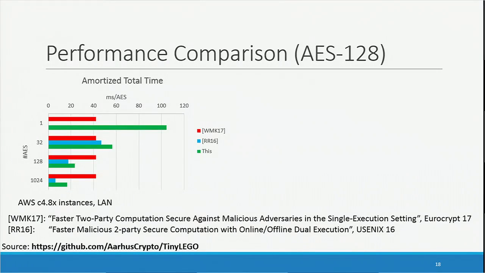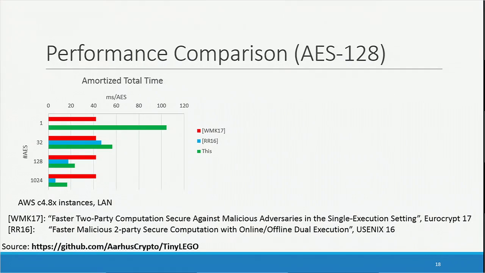Okay, so the performance that we measured here, we compare with the AES circuit. Evaluating an AES is the typical benchmark for 2PC. We compare to two different schemes. We have the Wang et al. scheme of Eurocrypt this year, and this is in the single execution setting, meaning that it takes about 40 milliseconds to evaluate an AES circuit, and it doesn't really gain anything from amortization.